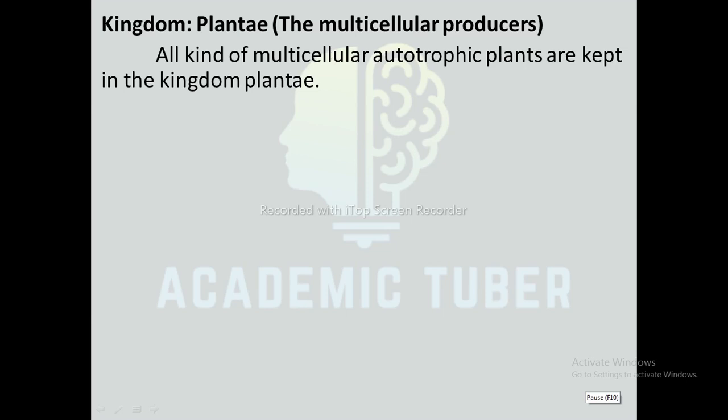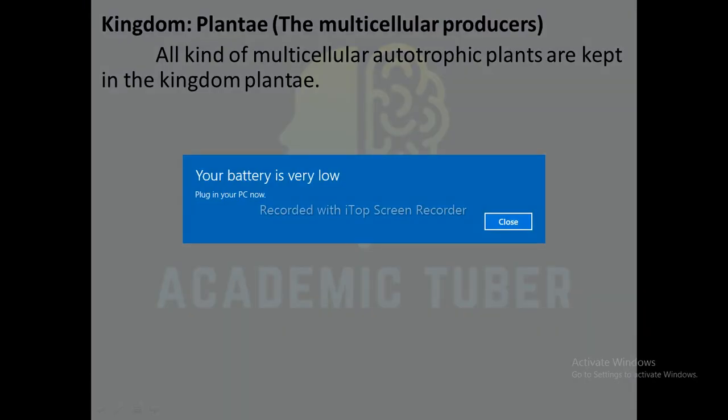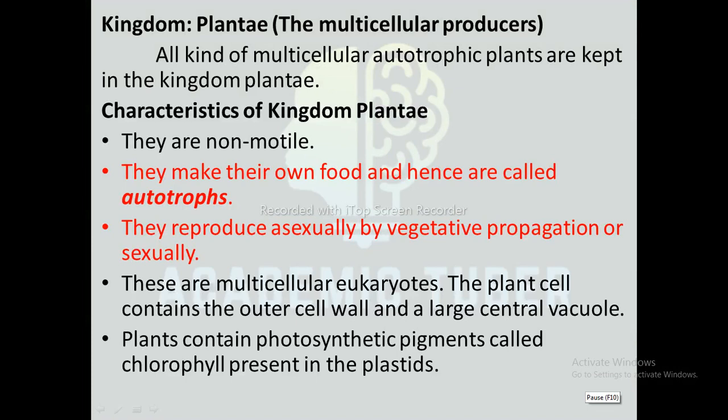Kingdom Plantae are the multicellular producers. All kinds of multicellular autotrophic plants are kept in the kingdom Plantae. They are called producers as they can prepare their food themselves since they have the green pigment called chlorophyll. Characteristics of kingdom Plantae: they are non-motile, they make their own food and hence are called autotrophs. They reproduce asexually by vegetative propagation or sexually. These are multicellular eukaryotes. The plant cell contains an outer cell wall and a large central vacuole. Plants contain photosynthetic pigments called chlorophyll present in the plastids.